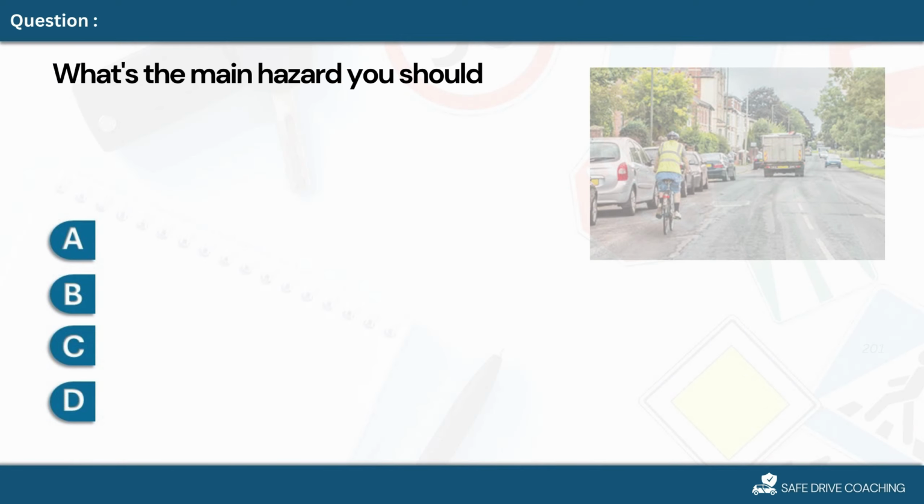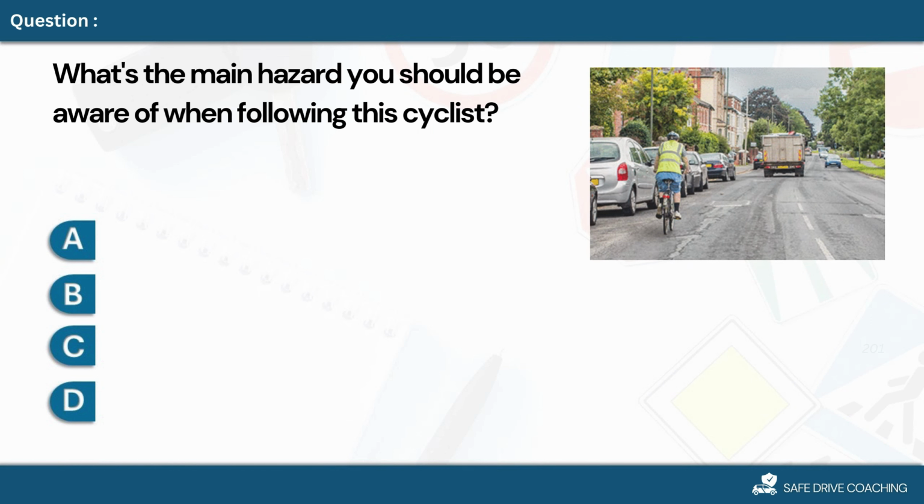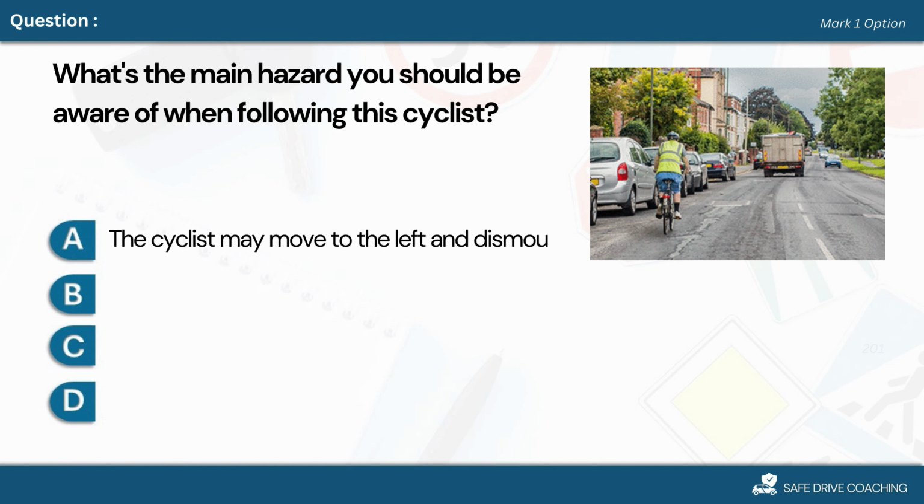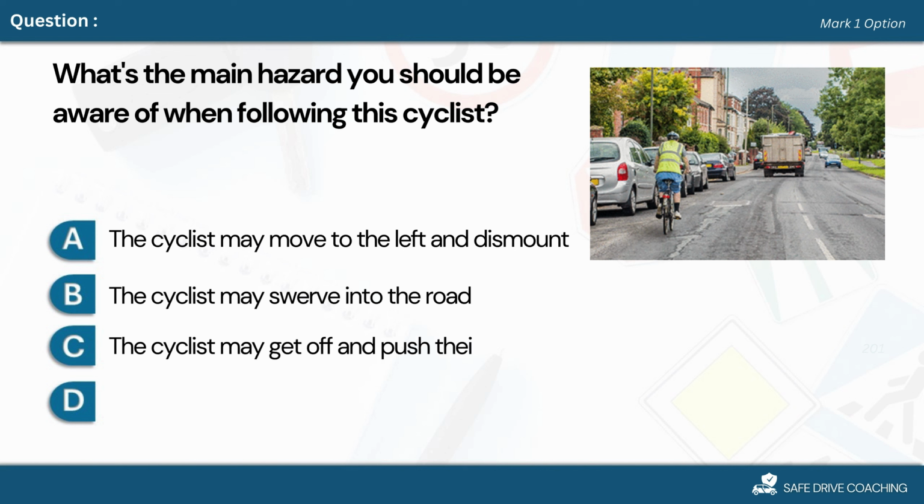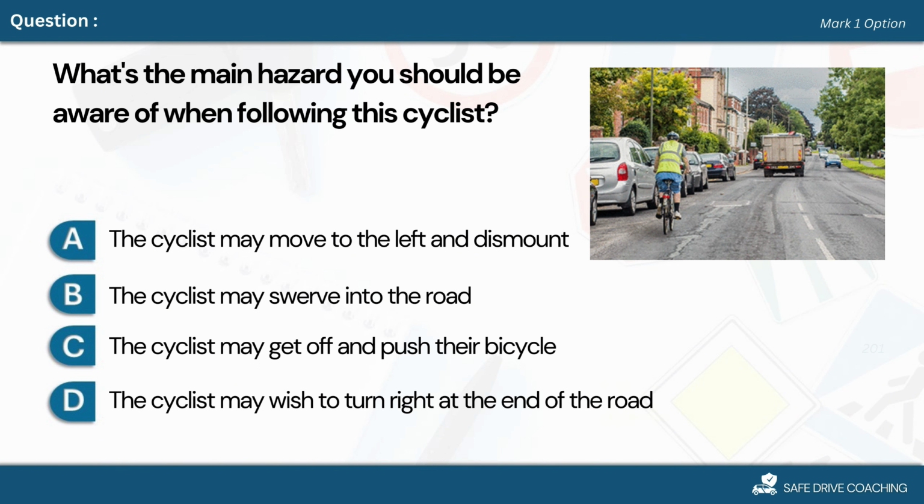What's the main hazard you should be aware of when following this cyclist? A. The cyclist may move to the left and dismount. B. The cyclist may swerve into the road. C. The cyclist may get off and push their bicycle. D. The cyclist may wish to turn right at the end of the road.